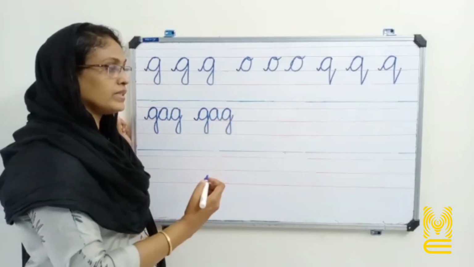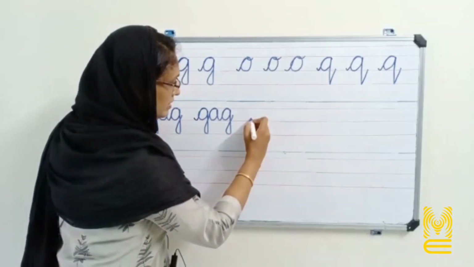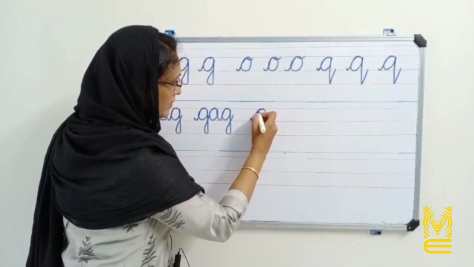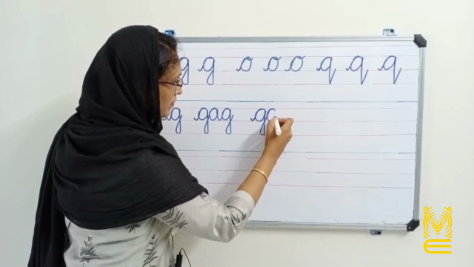Let's write another word gad, G-A-D. First G, then join A.